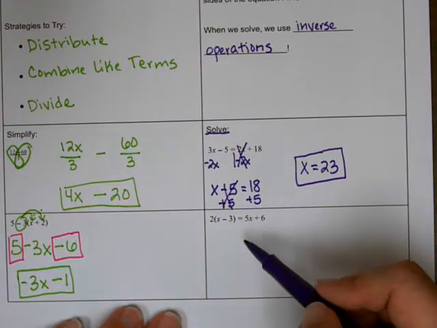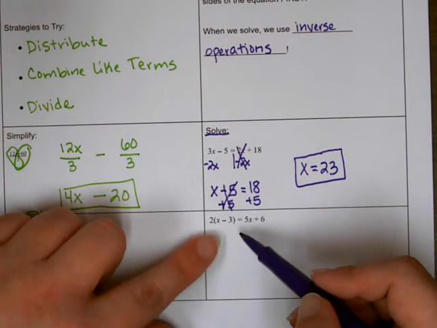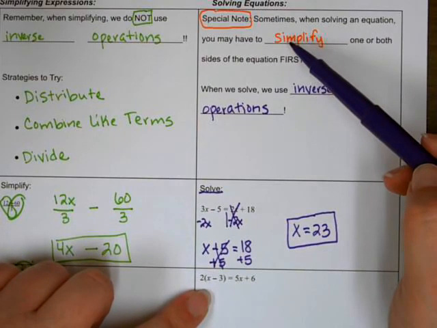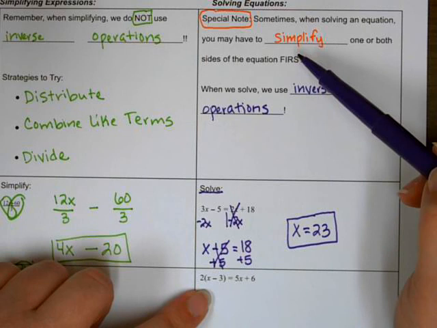Then let's take a look at this second one. This is where that special note kind of comes into play. So remember, sometimes we might have to simplify first.